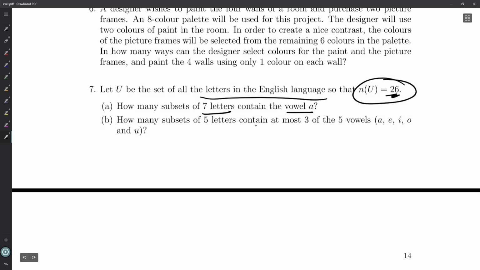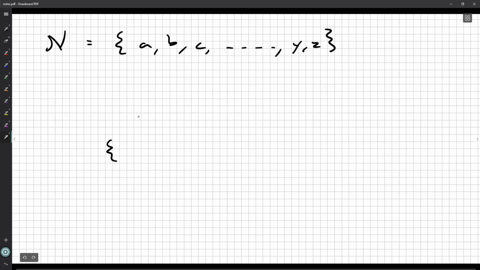So let's think about my set of alphabet letters: A, B, C... How does the alphabet end? Y, Z. There we go. Okay, so what do I want? I want a subset, and I have to have the vowel A. So I'm creating my brand new subset. A's got to be in there. No choice. Well, I guess you could say one choice. You have to choose A. So one choice there.